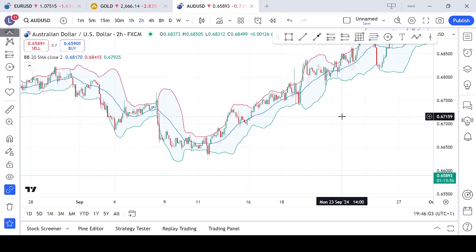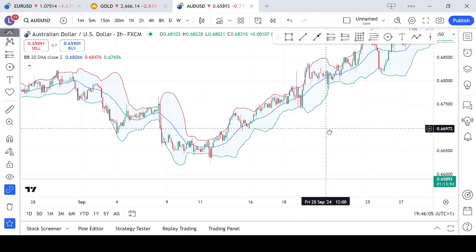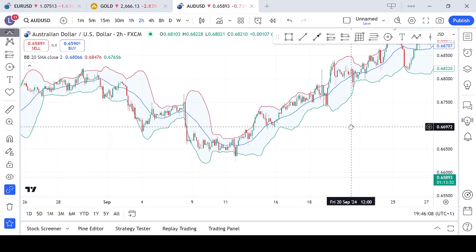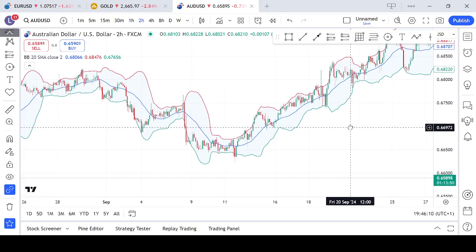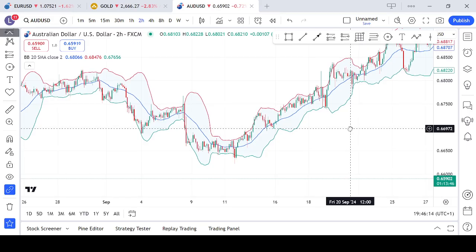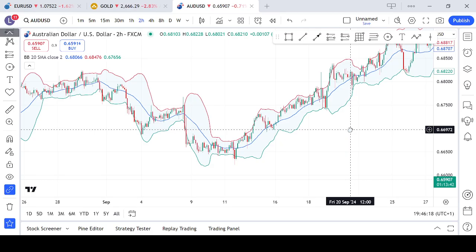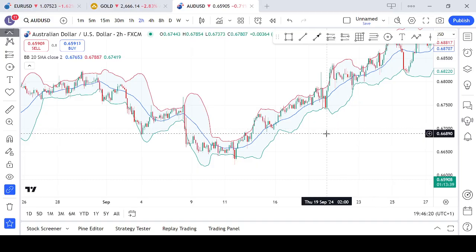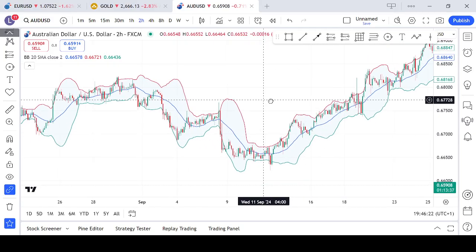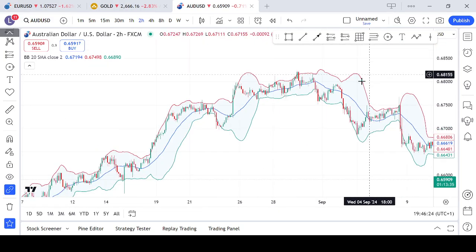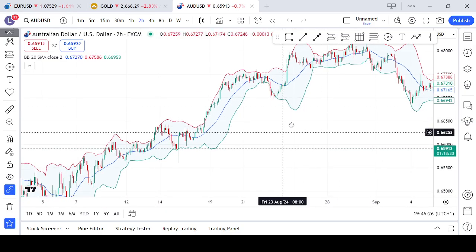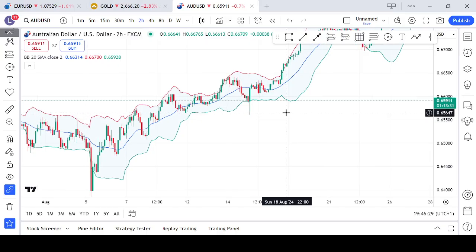So how can we trade with the Bollinger Bands? Well, the first strategy is the Bollinger Bounce. This strategy involves buying when the price touches the lower band and selling when it touches the upper band. It works best in ranging markets. So let's check the price chart to see where we can spot that.